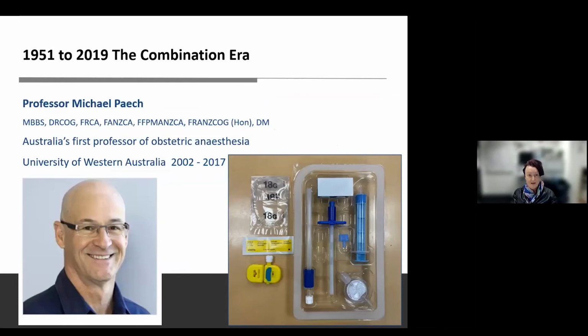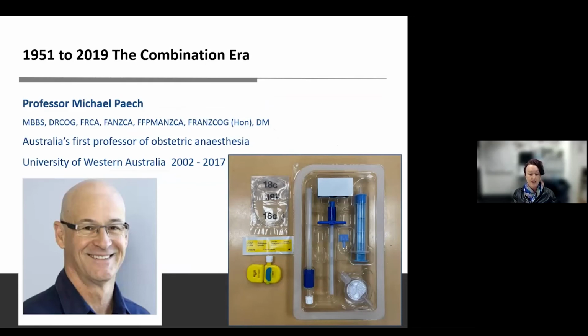Michael Kaye, having just retired, was based at King Edward Memorial Hospital in Perth. He was inspired by Dr. Peter Brownridge in Adelaide, who was using low-dose epidural techniques and epidural pethidine for analgesia in pregnant women for over a decade before it was used in mainstream practice.